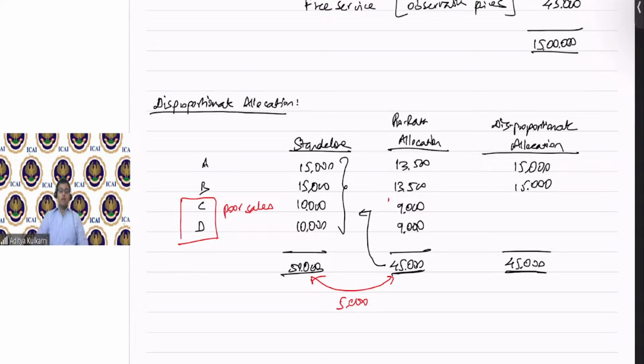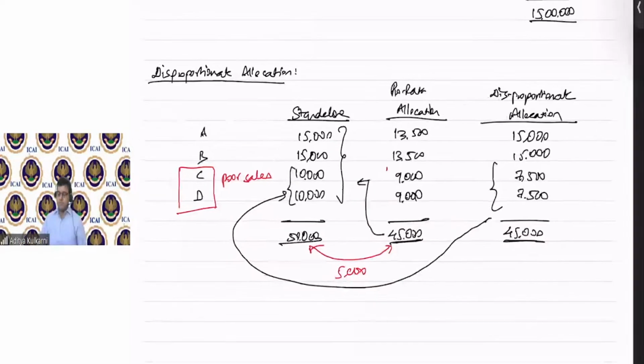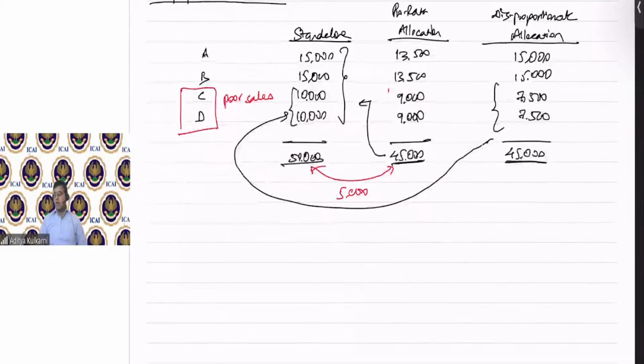45,000 is the total transaction price, out of which 30,000 you have allocated. You are left with 15,000. You are going to divide that 15,000 in the ratio of the original standalone prices, that is 1:1. So that takes care of the allocation as 7,500 and 7,500. So this is the basis for allocation.